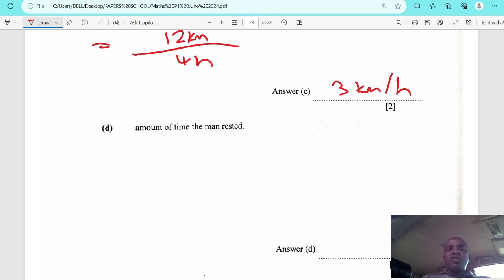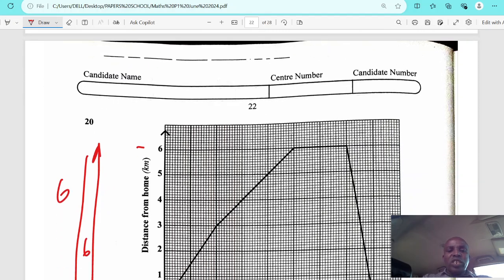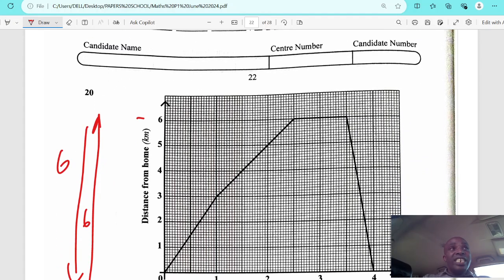Next, amount of time the man rested. Right, rested is when the distance was not increasing. Gradient of the distance time graph represents speed. So when the line was horizontal, this portion of the graph, that's when the line is horizontal. So in this case, speed or velocity is equal to 0, which means the man is resting. Because distance is not increasing, speed is equal to 0.